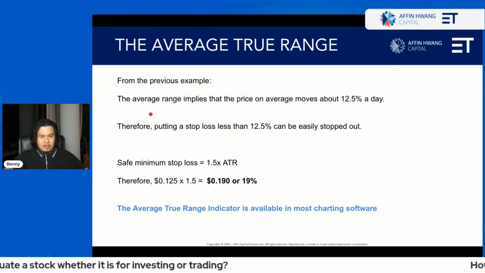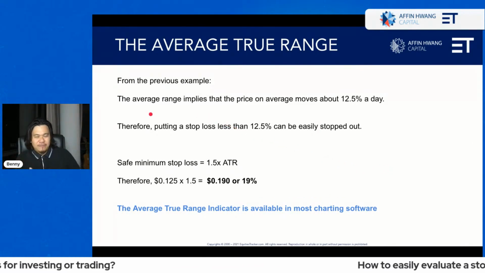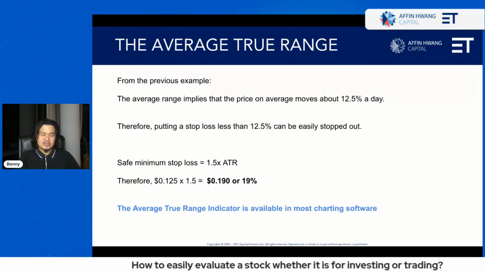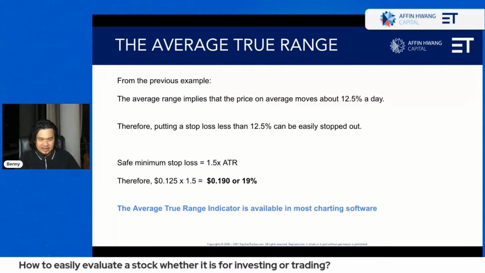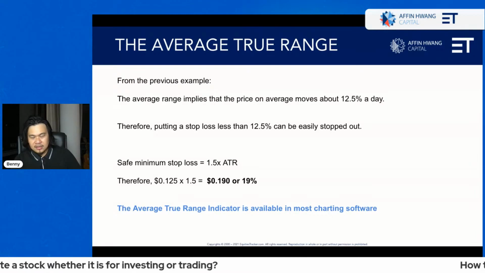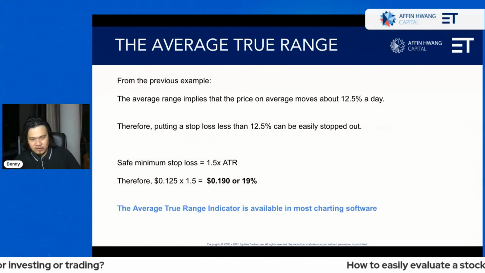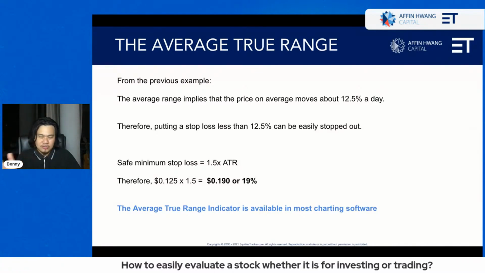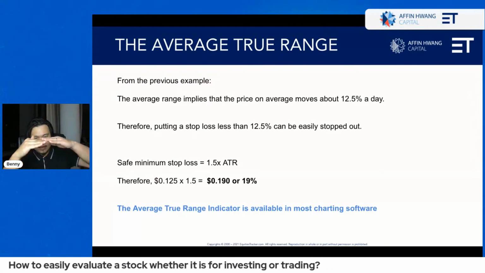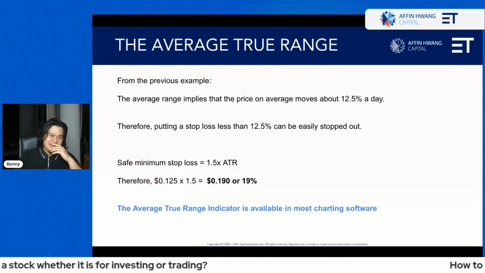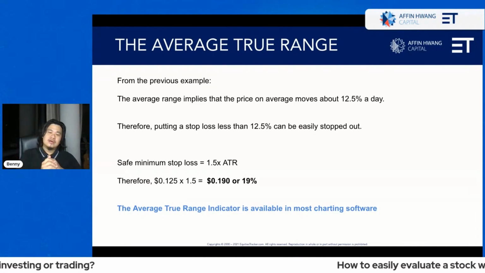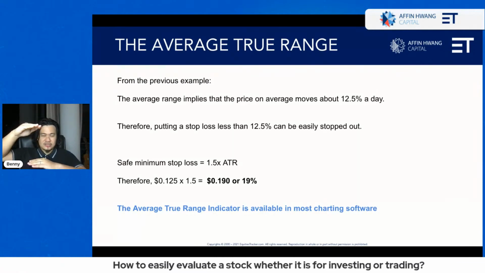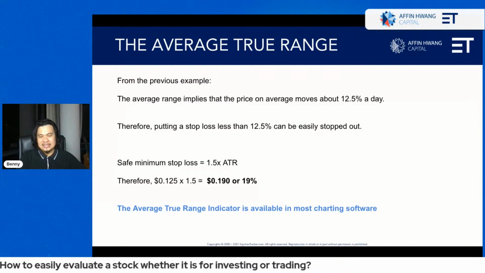Now, the average range implies that the price on average moves about 12.5% a day, from the previous example. So if you put a stop loss that is less than 12.5% for this particular counter, and the price does fall 12.5%, and because you put a stop loss maybe at 9% or 8%, you can get stopped out too easily, because you did not give enough room for the price to move. Remember I told you about giving the price enough room to move, right? So 12.5% is that room, that range. If I put a stop loss within that 12.5%, I can easily get stopped out.